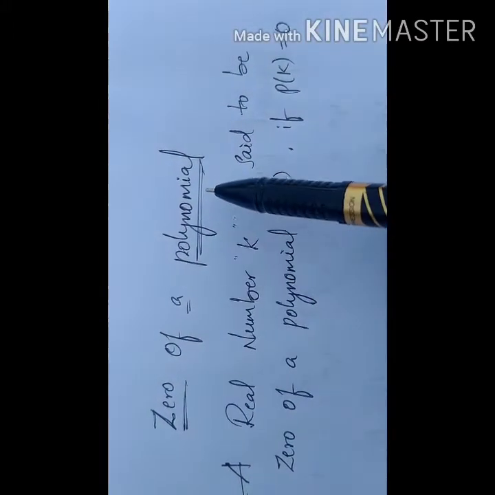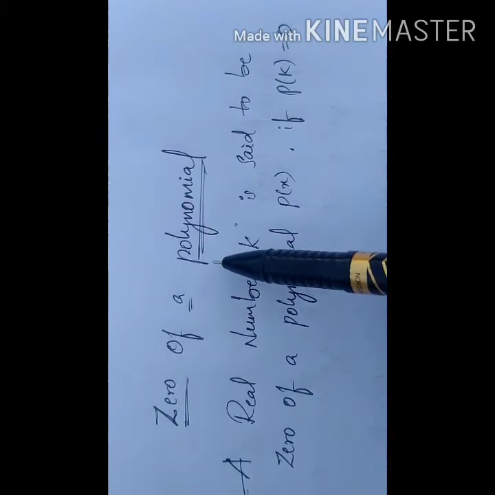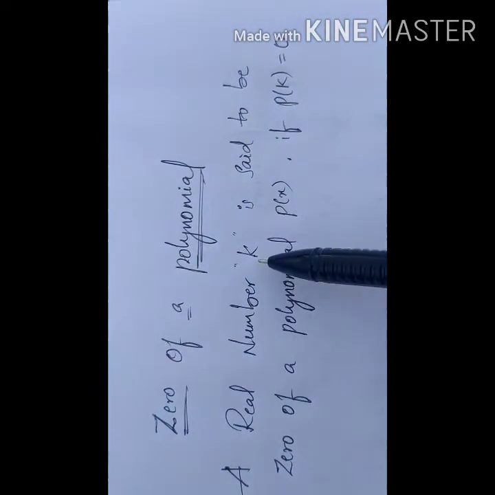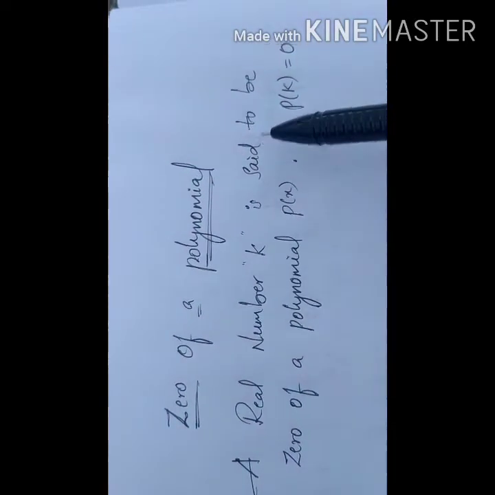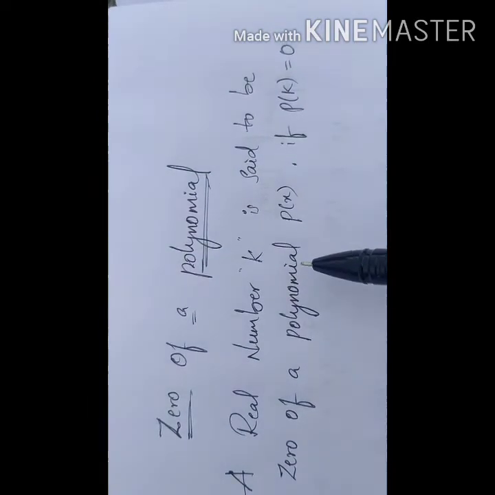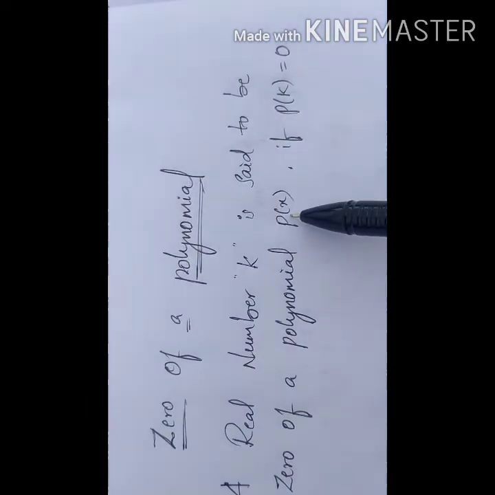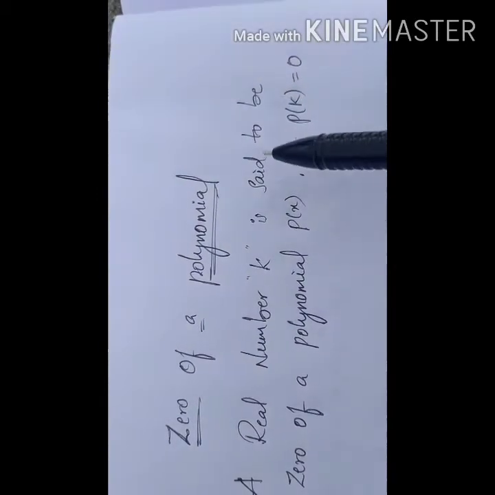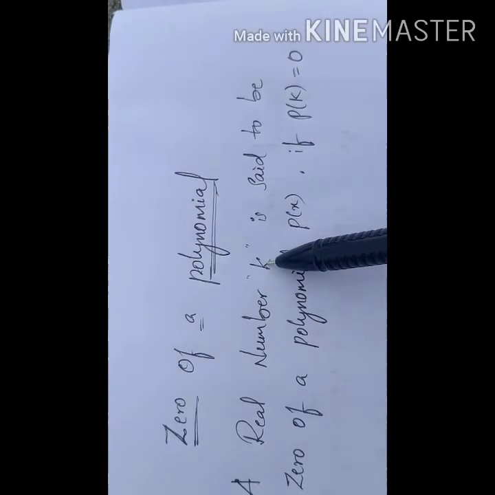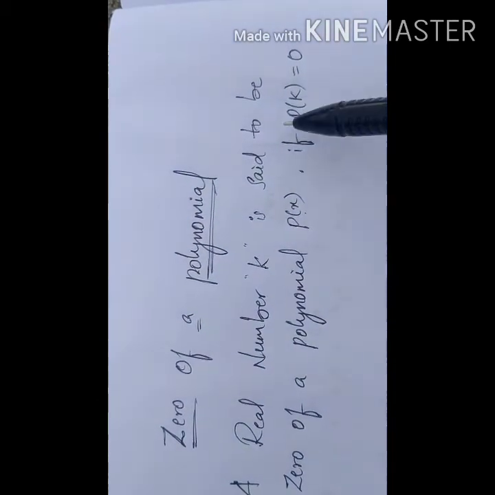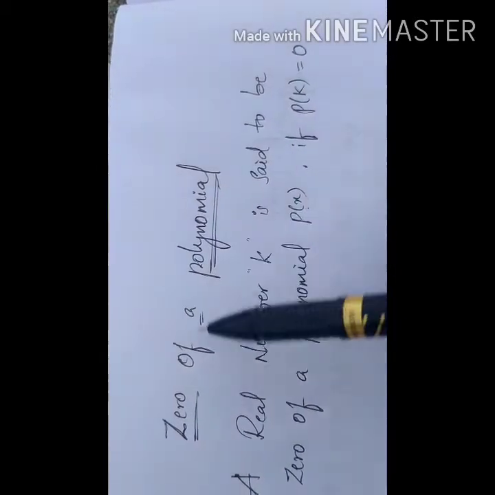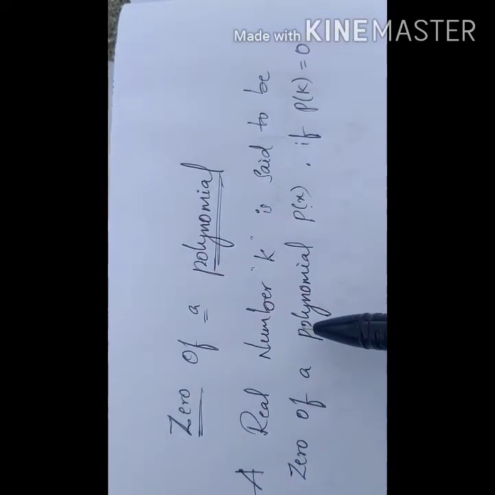Hello everyone. Today we are going to learn a new topic called zeros of the polynomial. According to the definition, what is meant by a zero of a polynomial? A real number k, that means any value, is said to be a zero of the polynomial, which we consider as p of x, if p of k is equal to 0. That means whenever we put the value of k in place of x, the polynomial must be equal to 0. Then the value k is known as a zero of the polynomial.